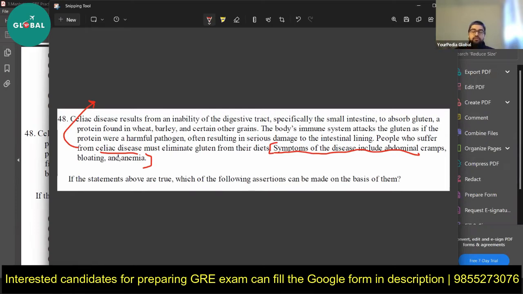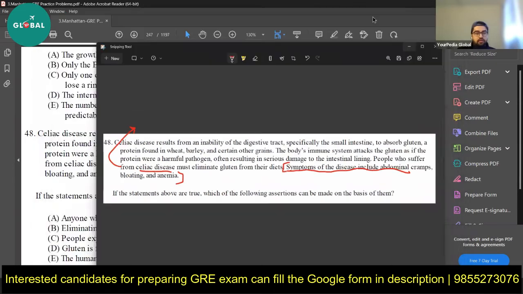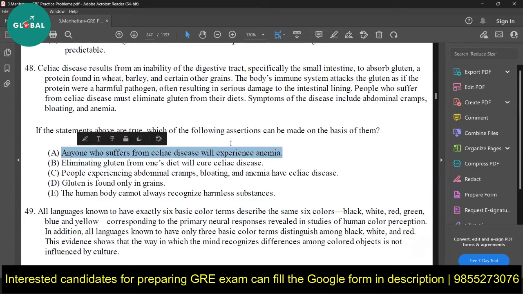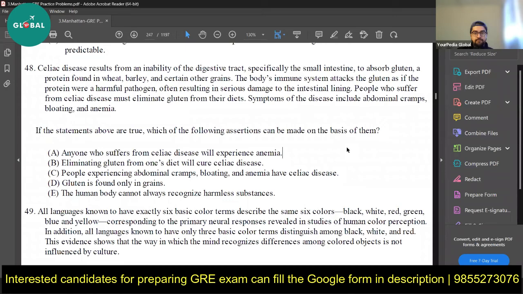Okay, let's go to the options. If we guessed two, then it's good. Option A: anyone who suffers from celiac disease will experience anemia. Anemia is one of the symptoms of this disease. Okay, so we'll come back to this one.